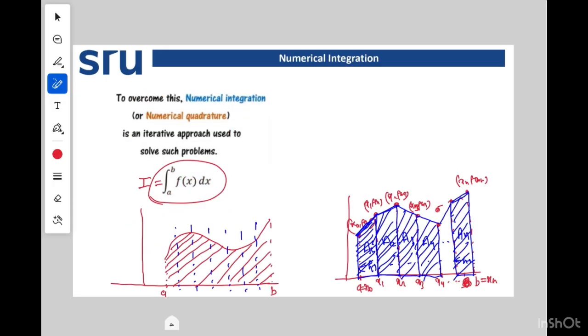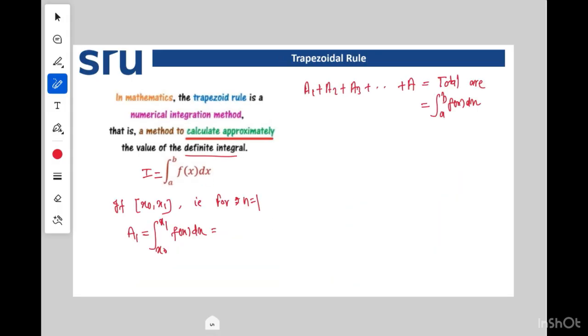Okay. Now how to calculate the area of this trapezoid? If you see, this diagram looks like a trapezoid. Suppose you have a trapezoid with vertices A, B, C, and D. So what is the area of this trapezoid?